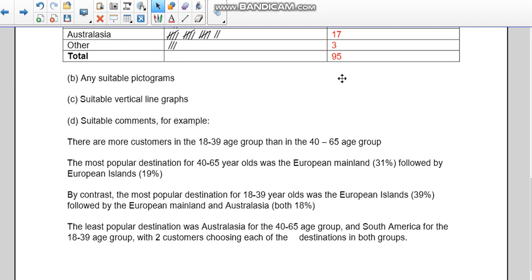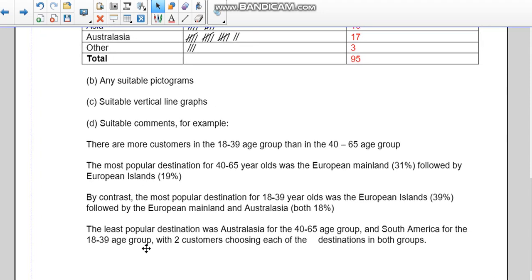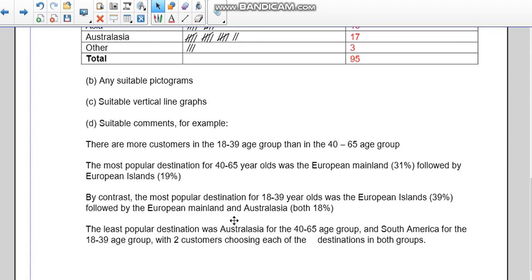Okay, so this one had 95 customers. The most popular destination for the 40 to 65-year-olds was the European mainland, followed by European islands. But the most popular destination for 18 to 39-year-olds was the European islands, followed by European mainland and Australasia. Okay. The least popular destination was Australasia for the 40 to 65 age group and South America for the age 18 to 39 group, with 2 customers choosing each of the destinations in both groups. So you don't have to have all of that down, but that's an example of what you could have written down.